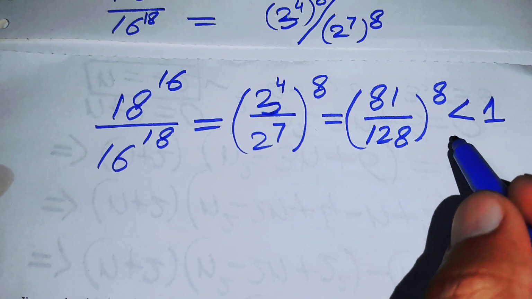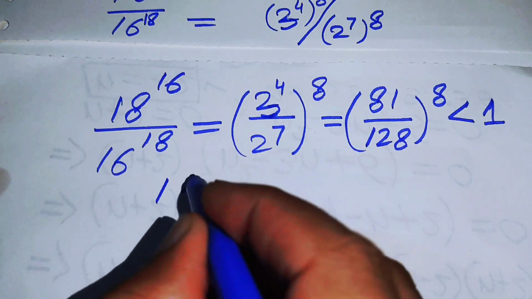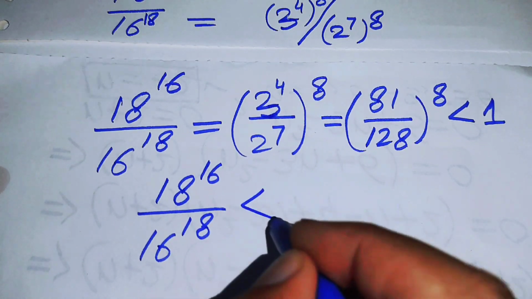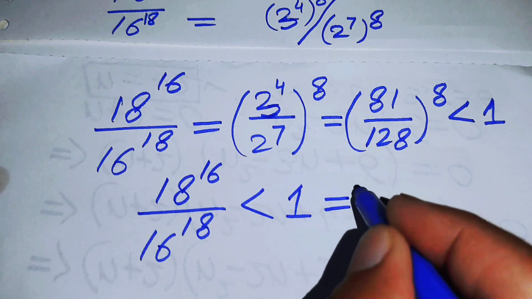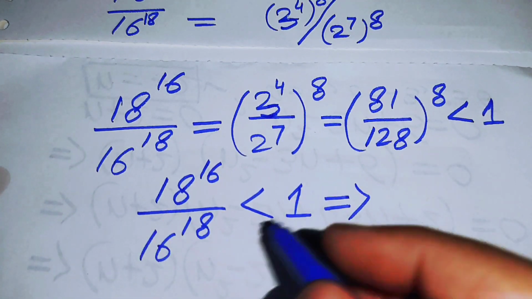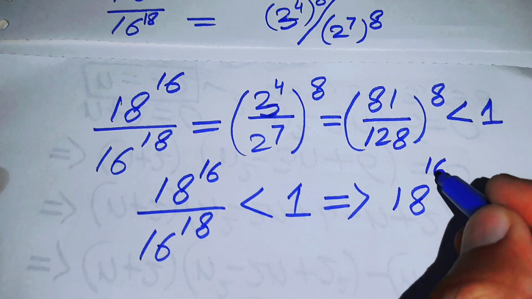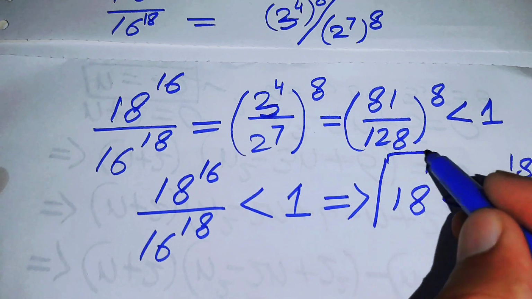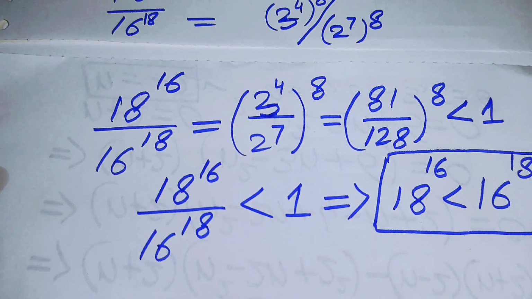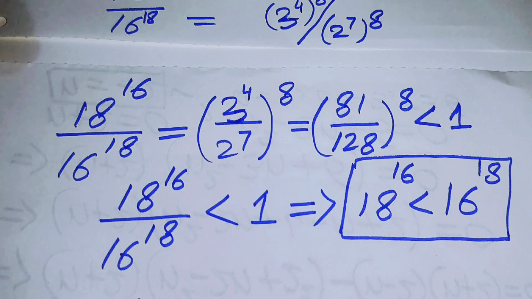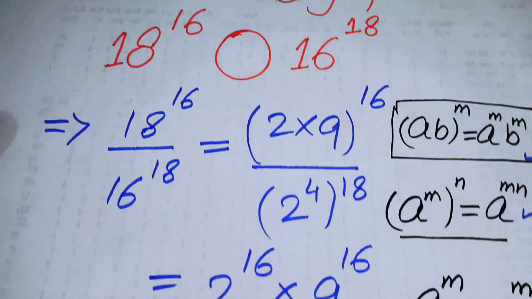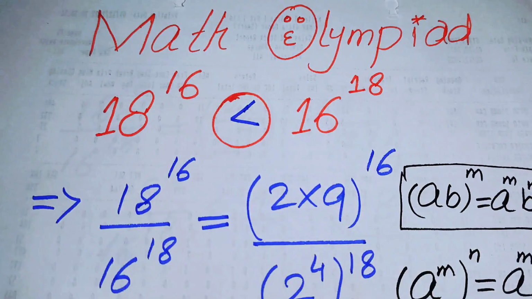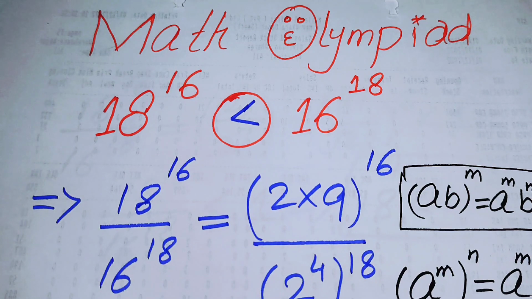If this expression is less than 1, it means that 18 to the power of 16 over 16 to the power of 18 is less than 1, and this implies that 18 to the power of 16 is less than 16 to the power of 18. This is our final conclusion, and I can write it in the given question statement as: this term is lesser than this term, and this is our final answer to this question.